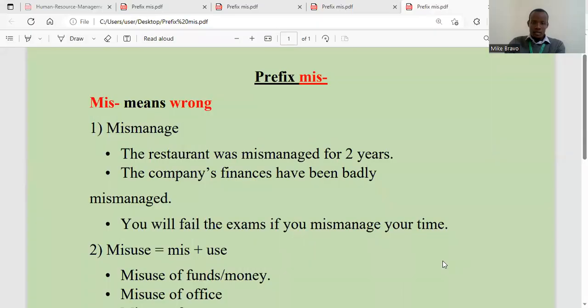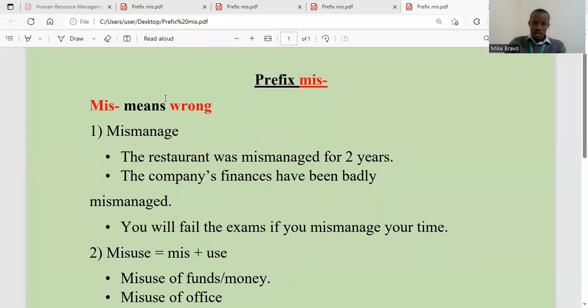So, okay, having said that, this is what I want us to talk about. The prefix "miss." This prefix is normally used at the beginning of verbs. You take a verb, then you start it with the prefix "miss" to give it a different meaning. So the prefix "miss" actually means wrong.